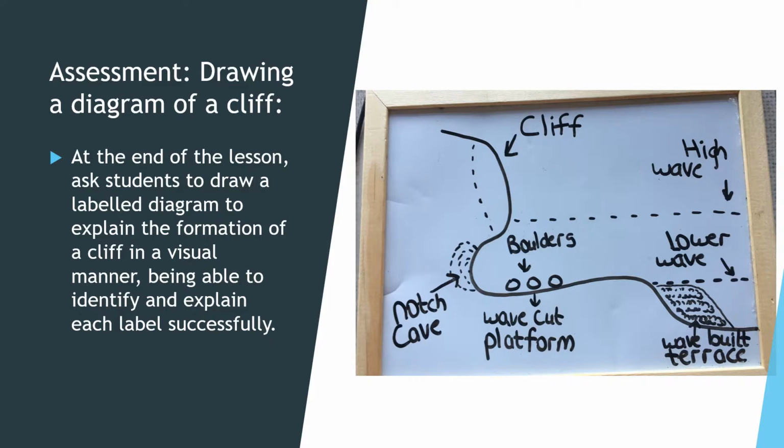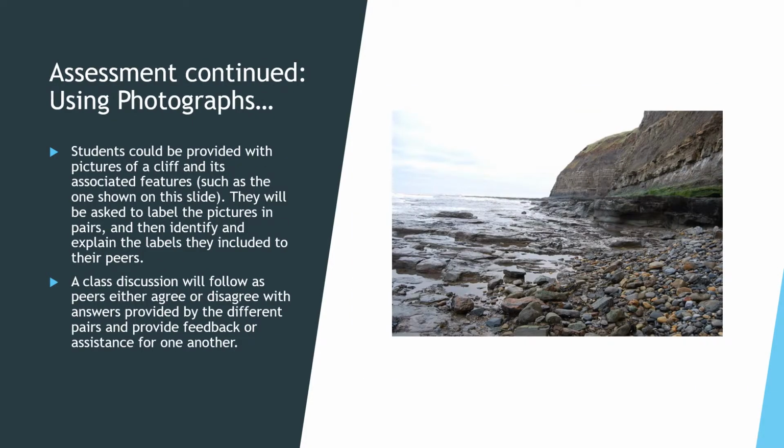One example of assessment for this part of the topic could be to ask students to draw a diagram, label the diagram, and then explain each label in detail. Another form of assessment could be to use photographs and to ask students to label the photograph themselves and then explain each label again in detail to ensure that they can also identify labels on real-life examples of a cliff.